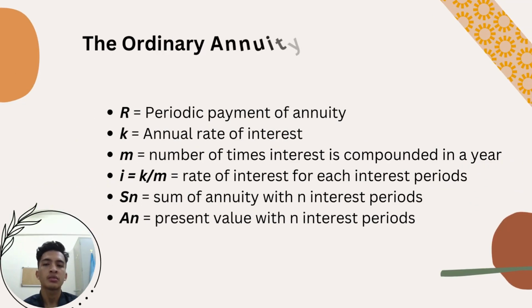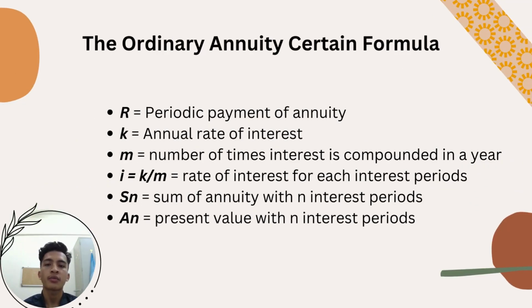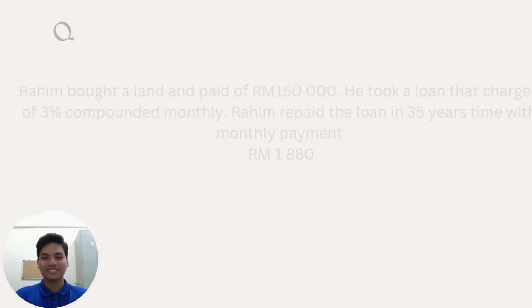Here are the symbol meanings. R is the periodic payment of the annuity, K is the annual rate of interest, M is the number of times interest is compounded in a year, which can be monthly, weekly, and others. i equals K over M is the rate of interest for each interest period. Sn is the sum of the annuity with n interest periods. An is the present value with n interest periods.